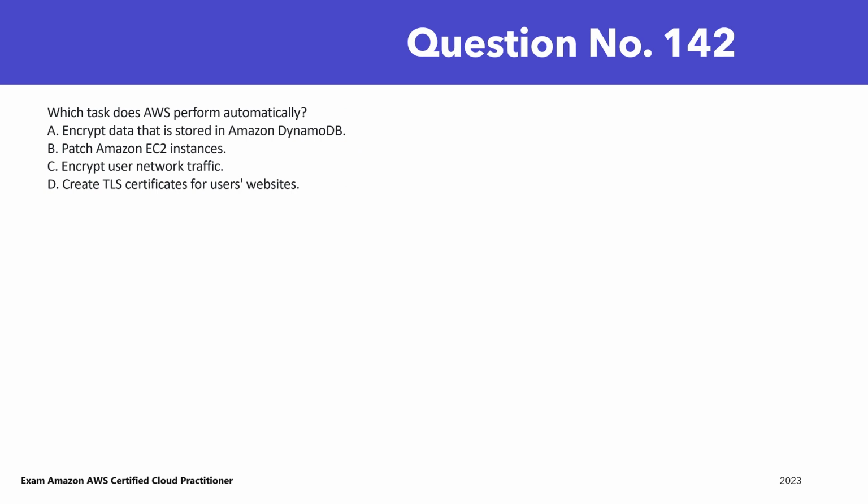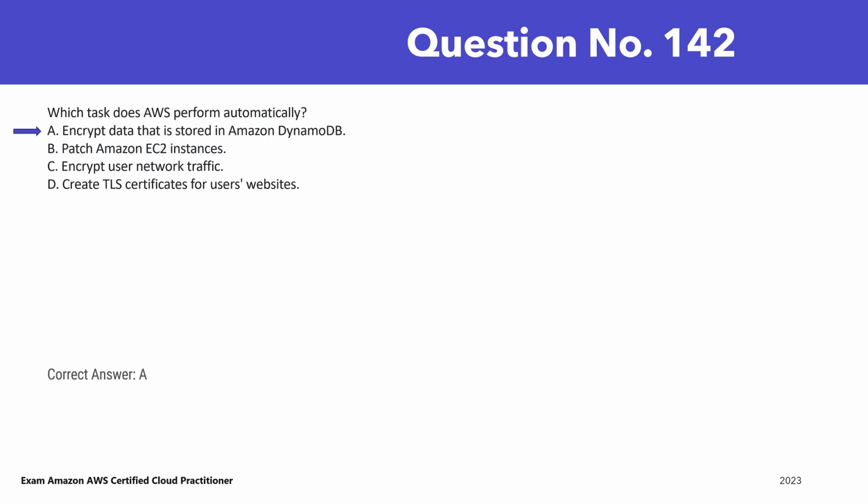Which task does AWS perform automatically? A. Encrypt data that is stored in Amazon DynamoDB. B. Patch Amazon EC2 instances. C. Encrypt user network traffic. D. Create TLS certificates for users' websites. Correct answer, A.